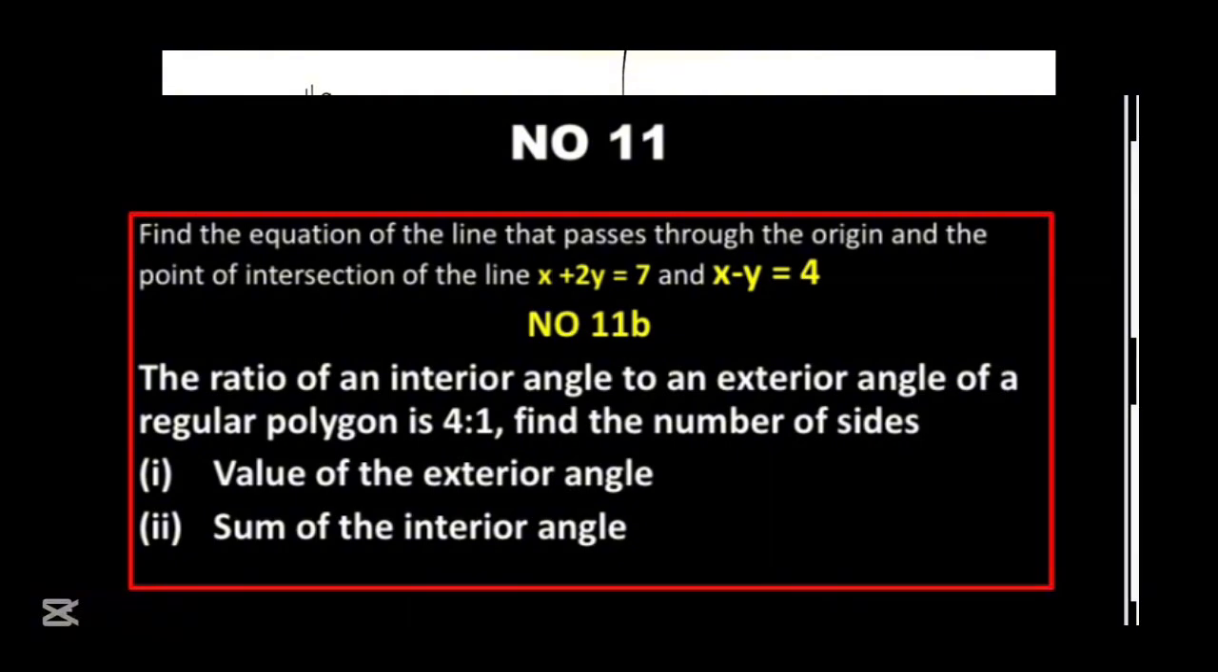Okay, let's go to number 11. Number 11 says, find the equation of the line that passes through the origin and the point of intersection of the lines. So we are given two lines. Remember, any simple equation means a straight line.